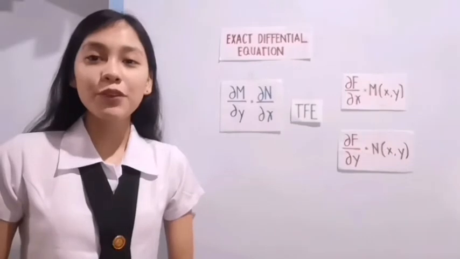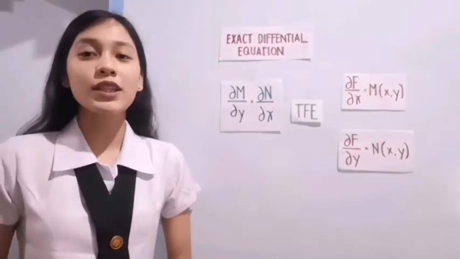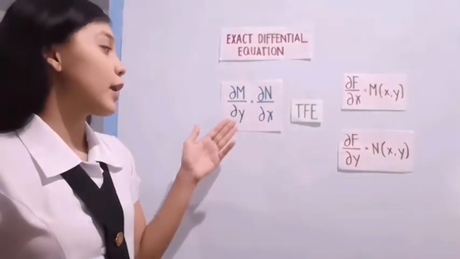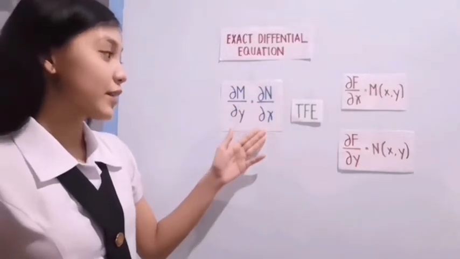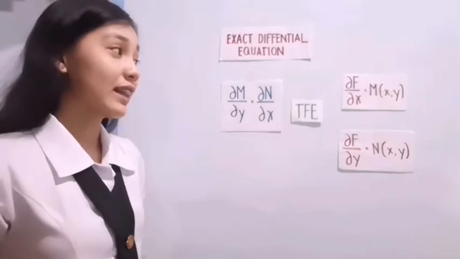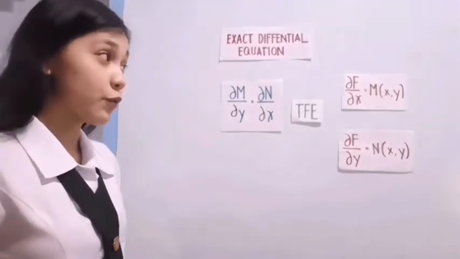Good day! Our topic for today is exact differential equation. A differential equation is said to be exact if the partial derivative of M with respect to y is equal to the partial derivative of N with respect to x. It is known as the TFE, or the test for exactness. And to solve for the exact differential equation, we will use the following formula.